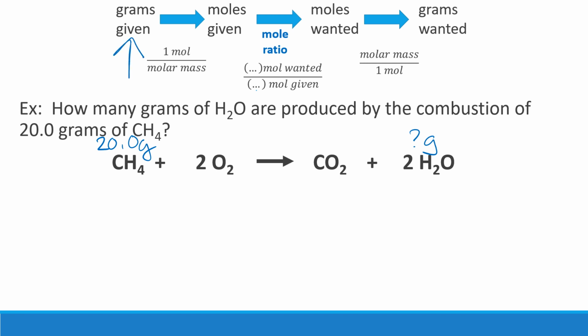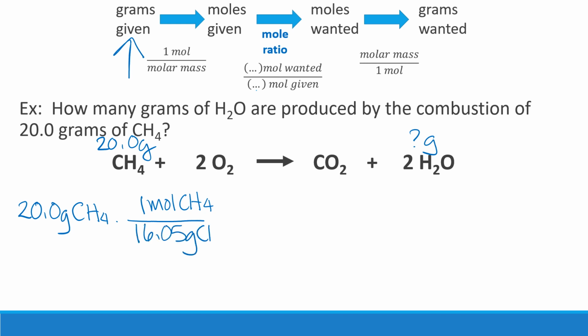First thing, convert grams of given to moles of given. So 20.0 grams of methane, and 1 mole of methane has a molar mass of 16.05 grams from the periodic table. Cancels out grams of methane.